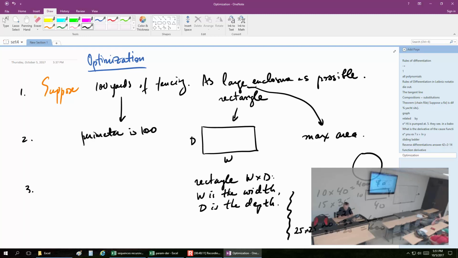So let's run this quickly. Rectangles W by D. We're talking about the area. I introduce a new variable: A is the area.